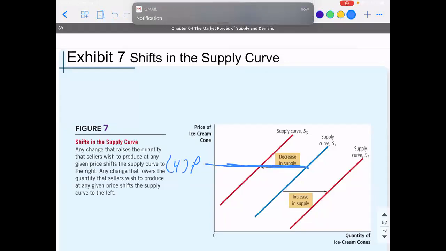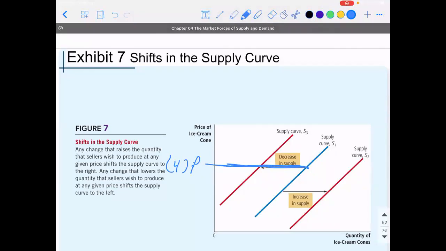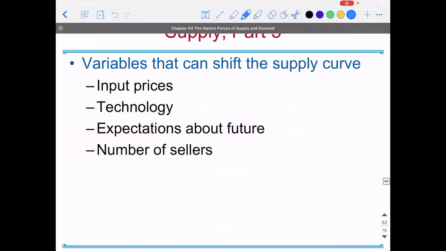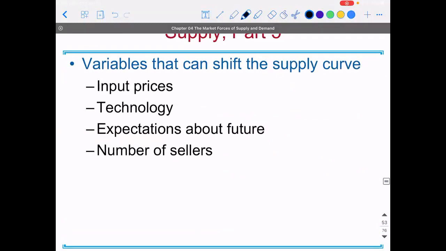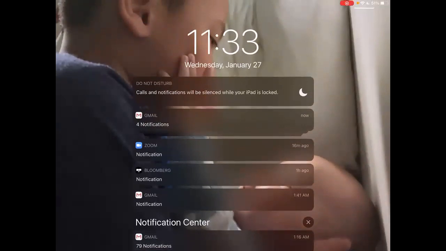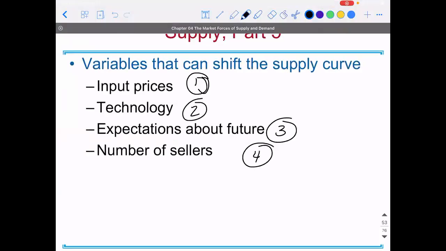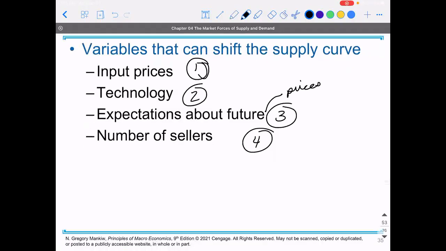Another thing that could change is technology. In this case, technology would be getting, I guess, worse and making it more expensive to deliver whatever this product is. We'll talk about these factors. These factors, there are 4 of them: input prices, technology, expectations about future prices, and the number of sellers. Let's talk about each of these.